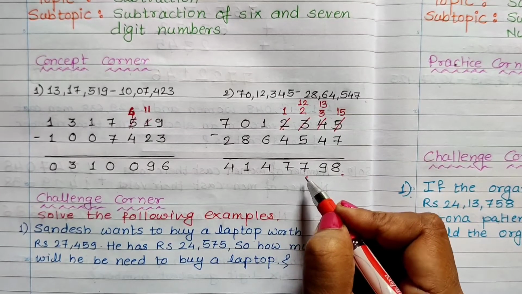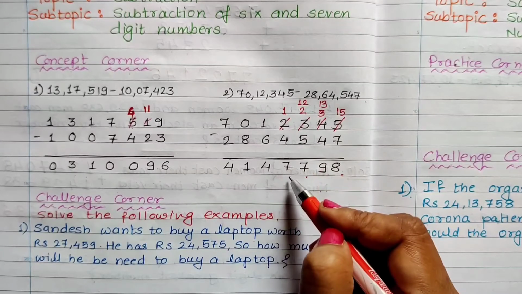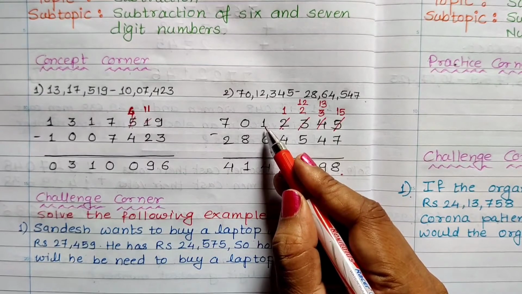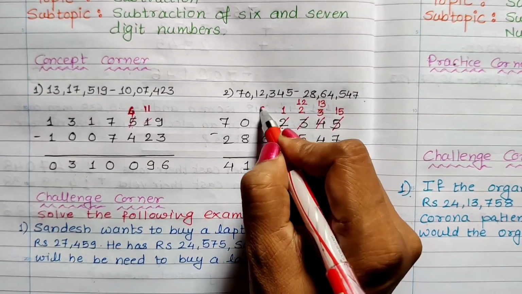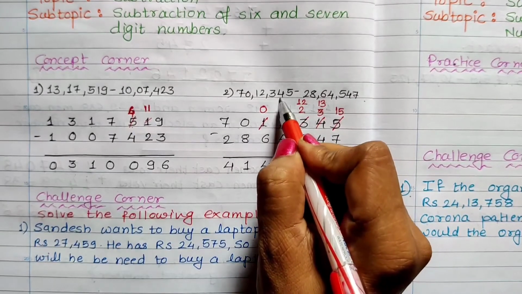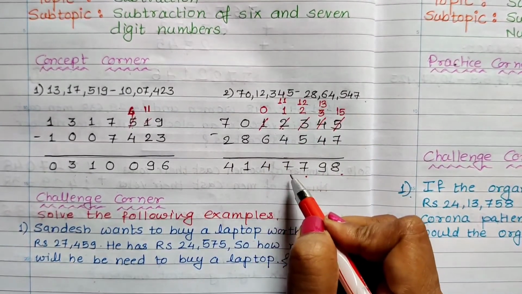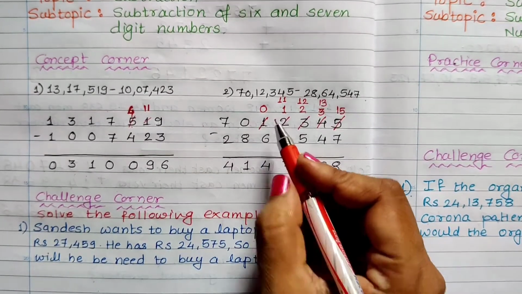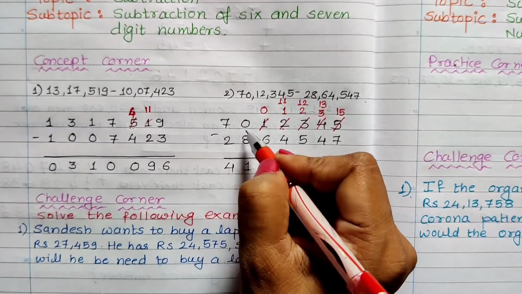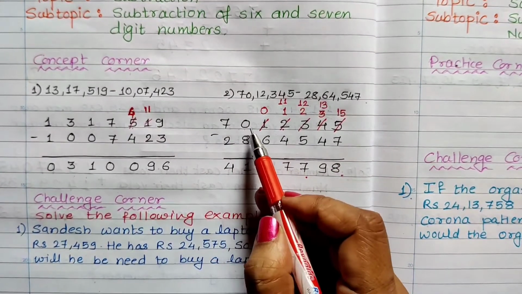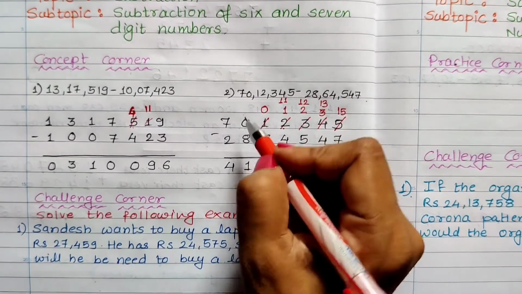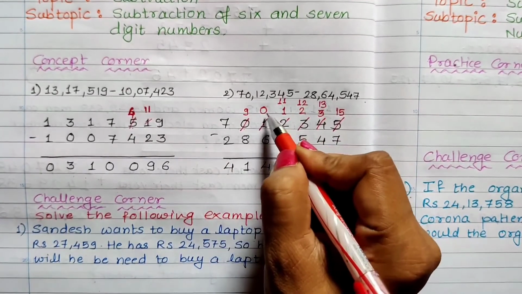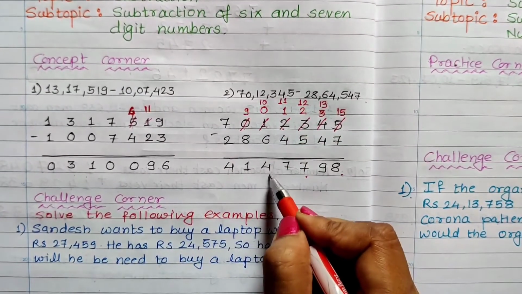That can be done. Now 1 minus 4 also cannot be done because 1 is smaller. So we have to borrow 1 from this 1. So 1 minus 1, 1 borrowed, 0. We get 0 here, and this 1 becomes 11. 11 minus 4 is 7. Now next, 0 minus 6 cannot be done. So we have to borrow 1 from this 0. That means 10 we have to write here, and it becomes 9 now. This 0 becomes 10. 10 minus 6 is 4.